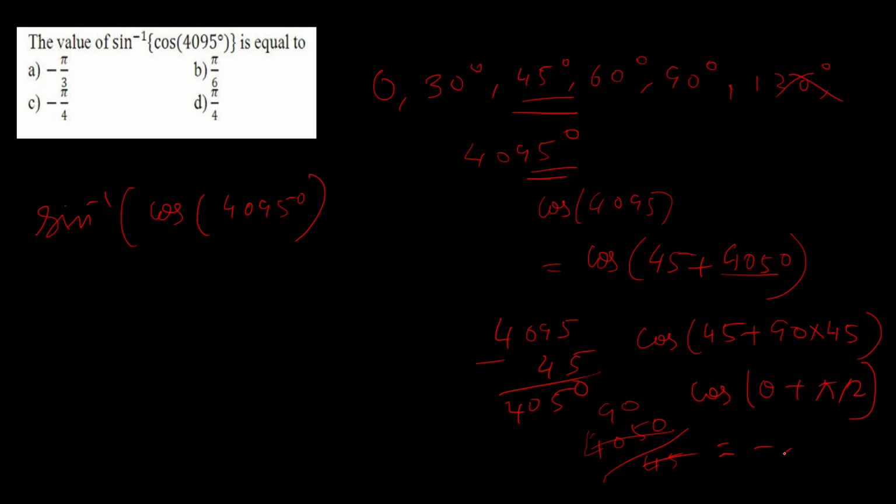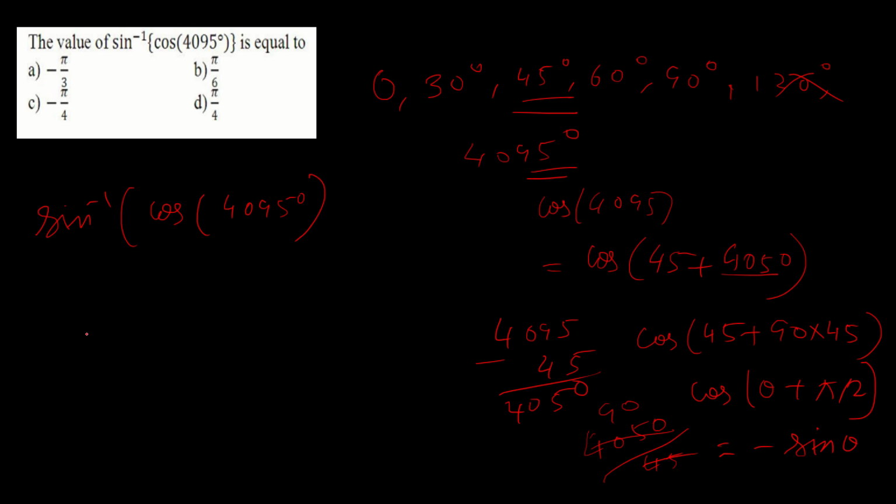What is it? Minus sine theta, right? Because 90 into 45 means it's a multiple of pi by 2, right? That's why I wrote pi by 2 here. It can be pi by 2 into 45, a multiple of pi by 2. So cos of pi by 2 plus theta is minus sine theta.